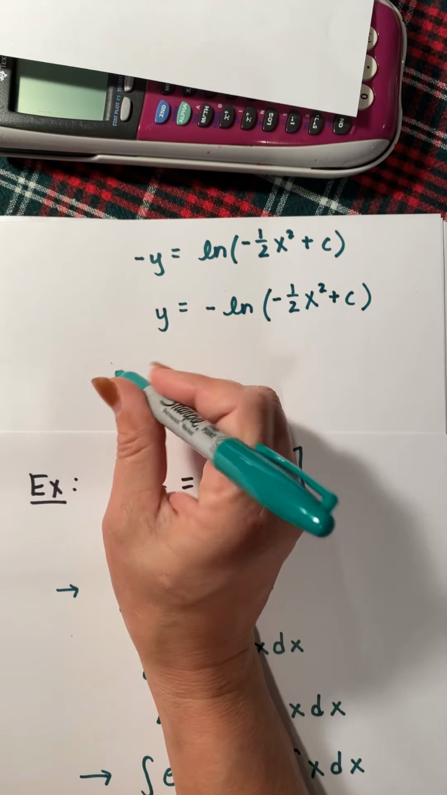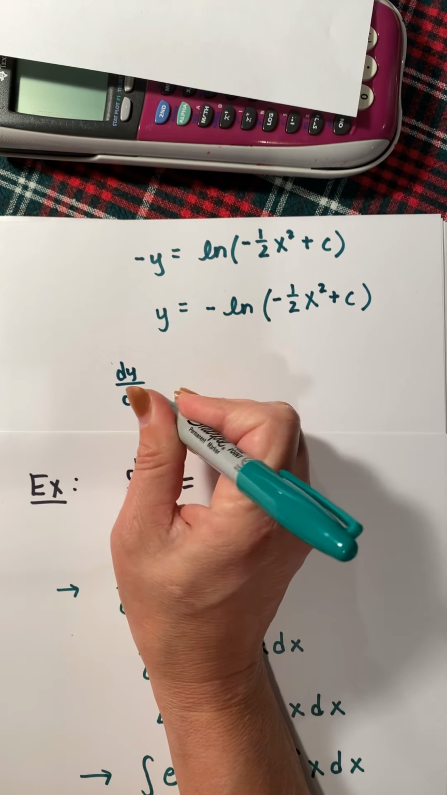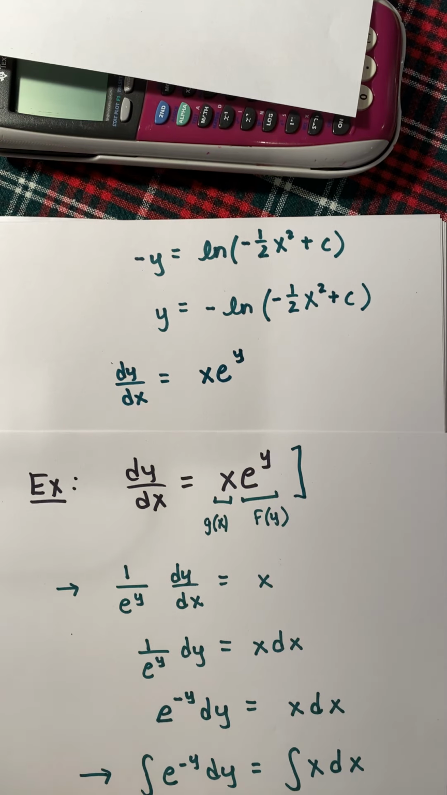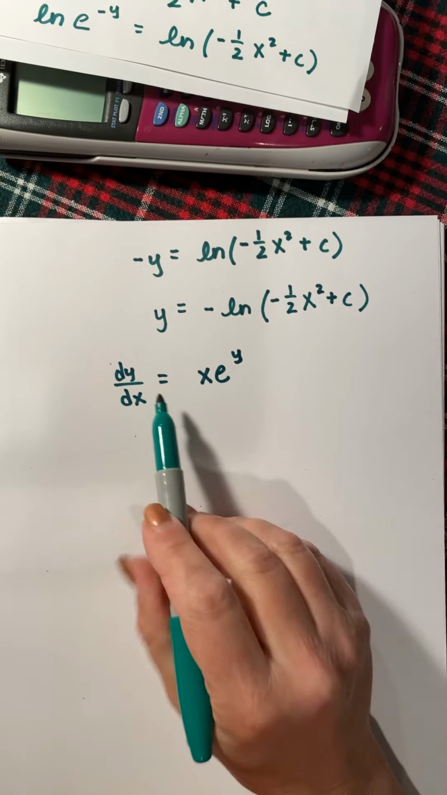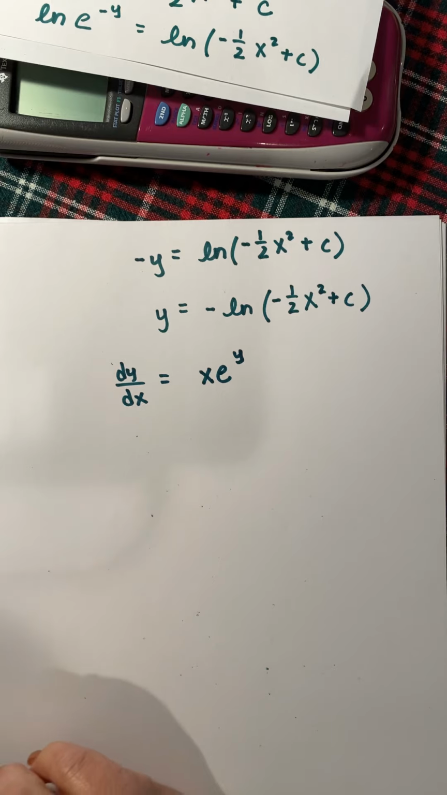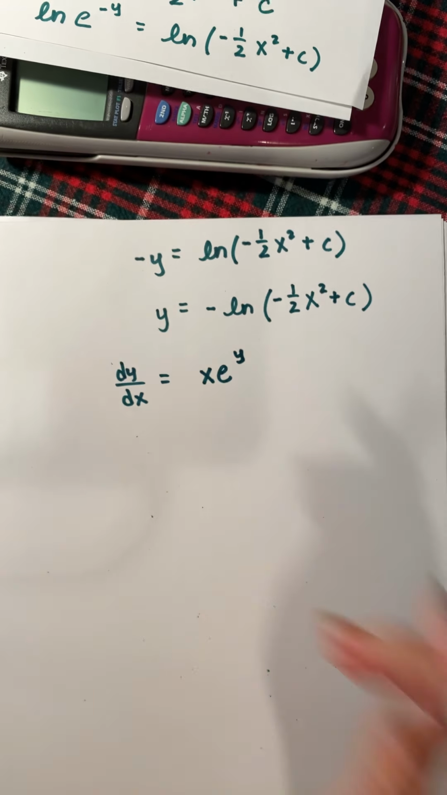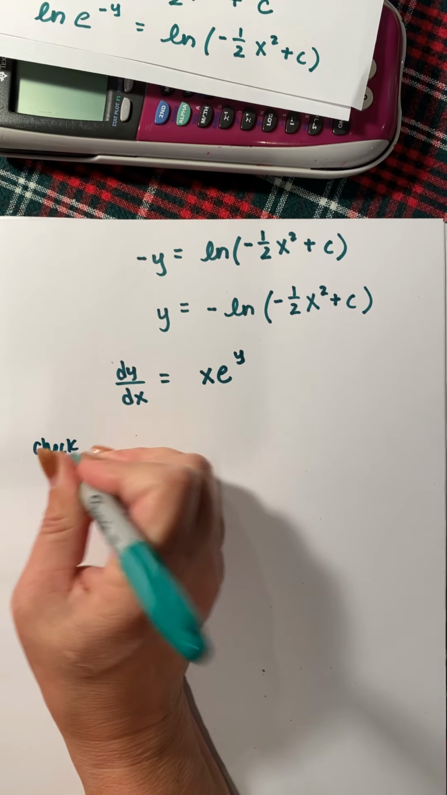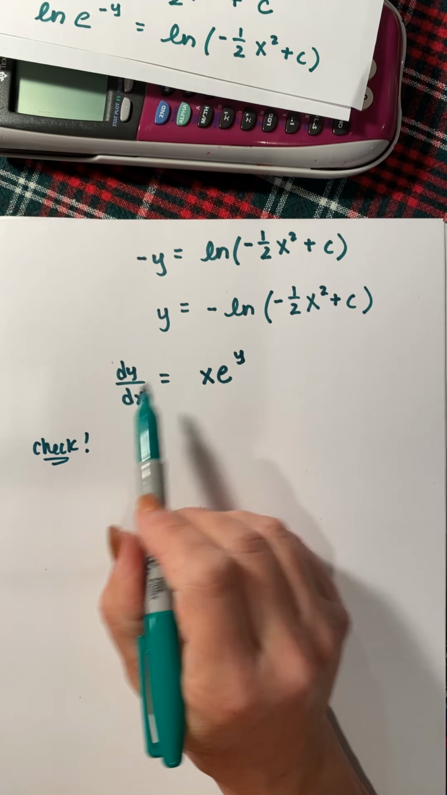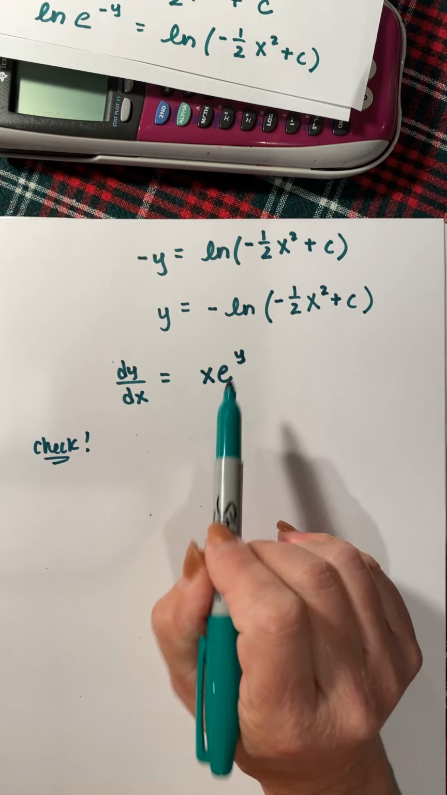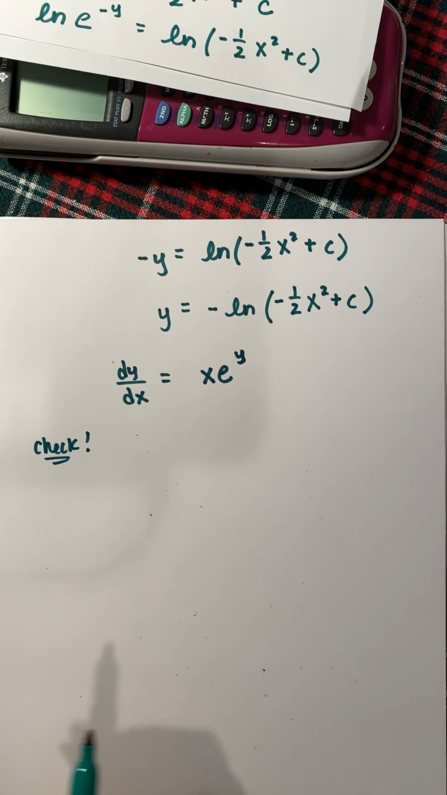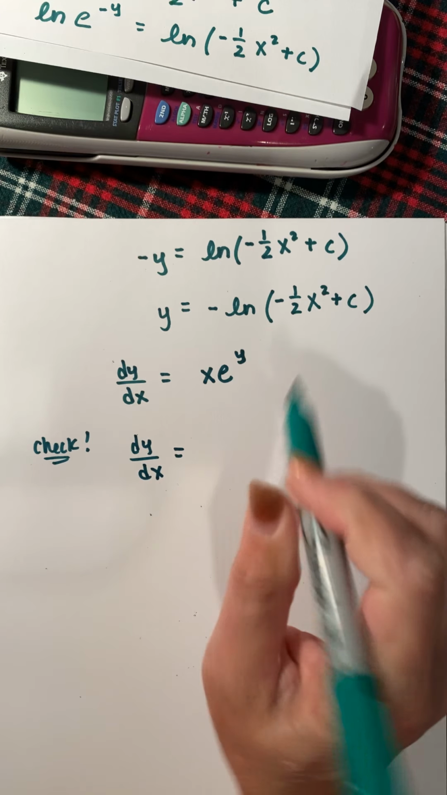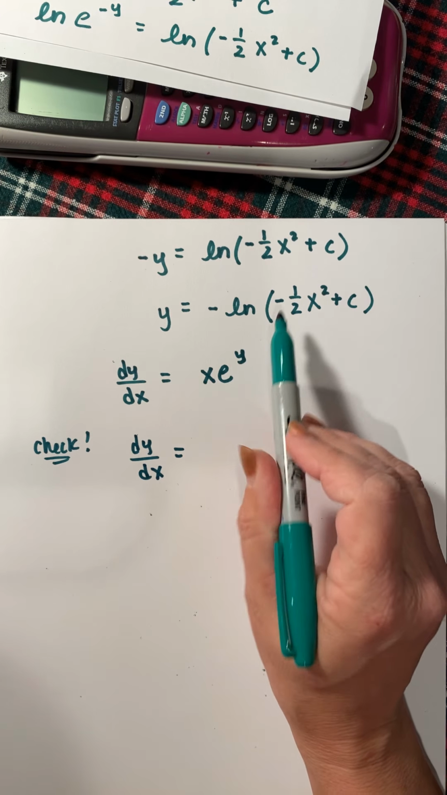So this was the differential equation. I'm going to write it back down here that we just solved. We were looking for a function whose derivative was just x times e to the function itself. So we can always check. I'm not going to do this with everyone, but just for practice, we're going to check. So we want to show that the derivative of this function is the same as x times e to the function itself.